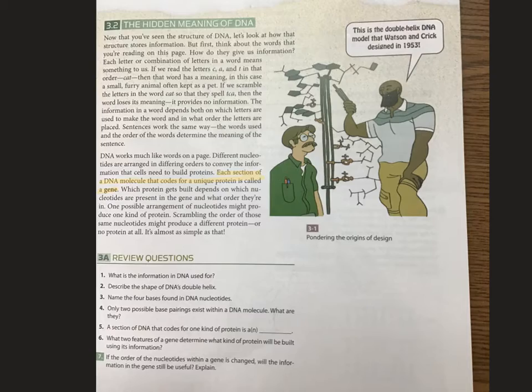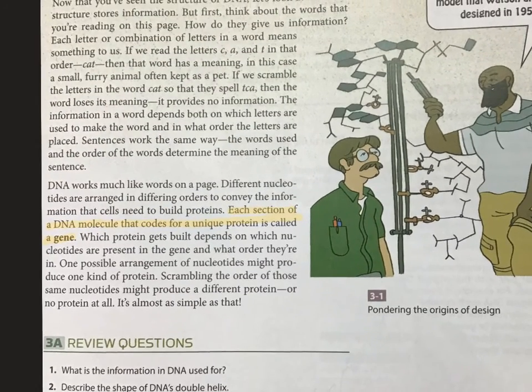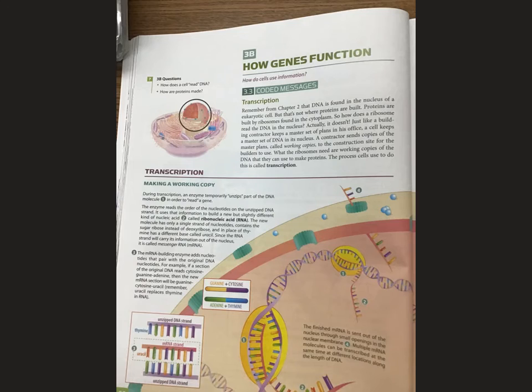And on this page, you need to know, you see what I've highlighted here for you. You need to know that each section of the DNA molecule that codes for a unique protein is called a gene. It's called a gene.